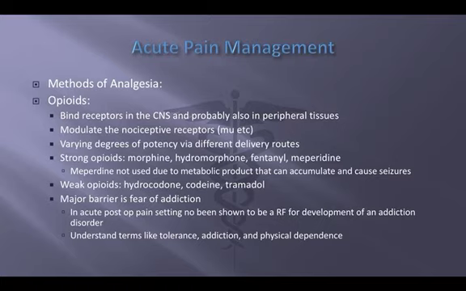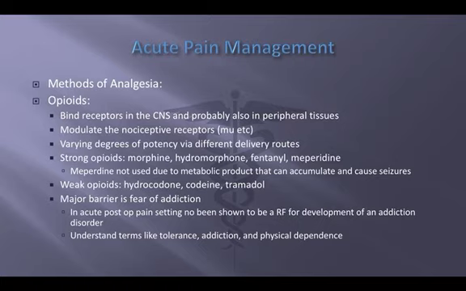So what are some of the methods that we use to treat acute pain? So opioids. These bind receptors in the CNS. They also probably bind in the peripheral tissues. They modulate the nociceptive receptors. The mu is the most common one that we hear of, but there's a variety of different receptors. There's varying degrees of potency and different delivery routes.